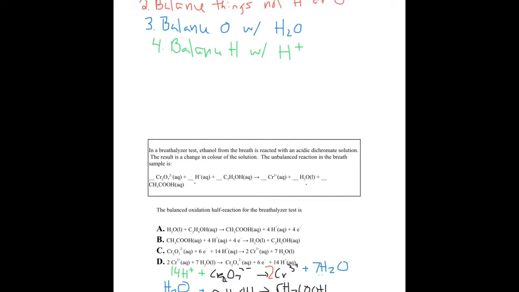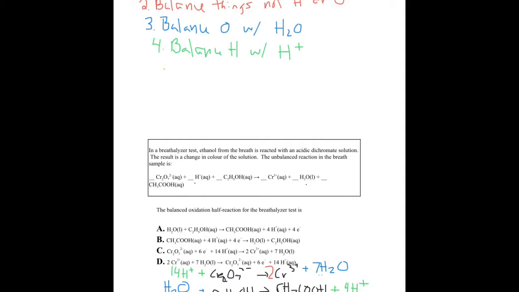In the bottom one now, I have 2 plus 5 is 7 plus 1 is 8. And on the right-hand side, I have 4. So I need 4 H pluses on the right-hand side. So the fourth step is I balance H's with H+. So first I group likes, balance things that are not hydrogen or oxygen, balance oxygen with H2O, and then balance hydrogen with H+.